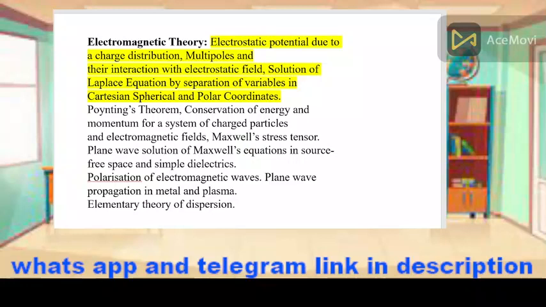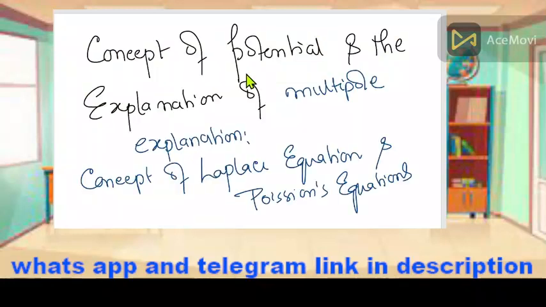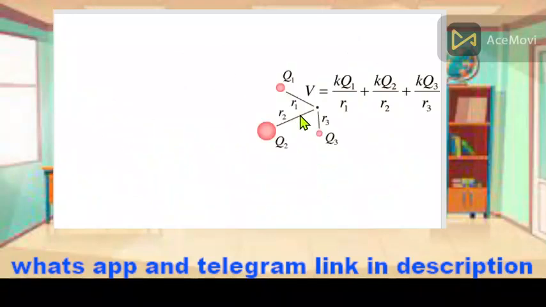So now what I am starting with is the concept of potential and the explanation of multipole expansion and the Laplace and Poisson equation. What we will do in this section is that we will understand the concept of potential in a different way. Different way means the explanation of potential in terms of electromagnetic theory. This is the thing we are going to do here.